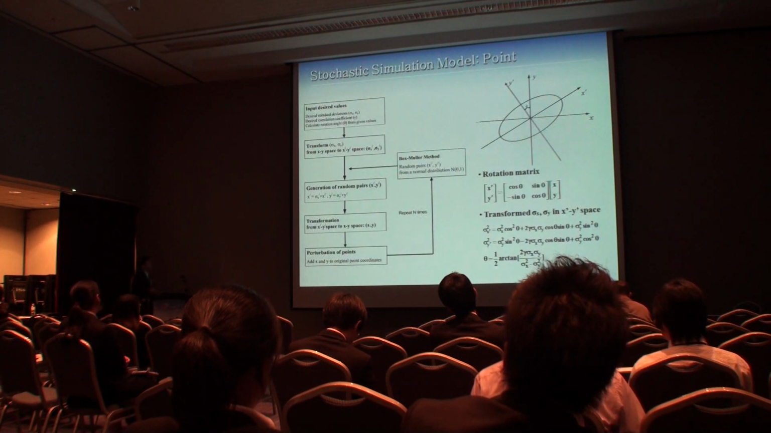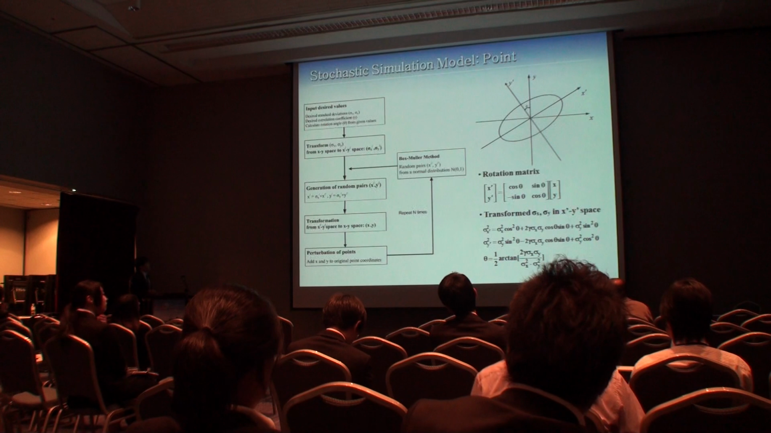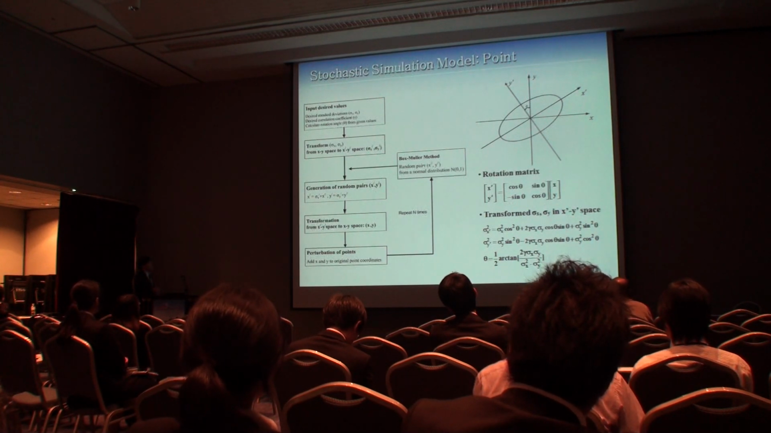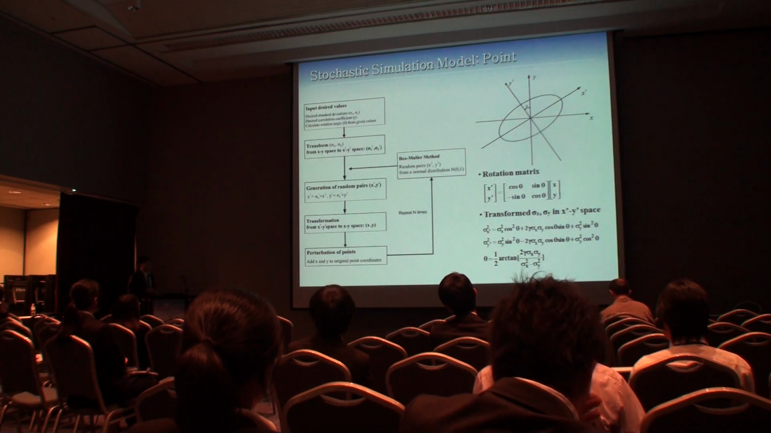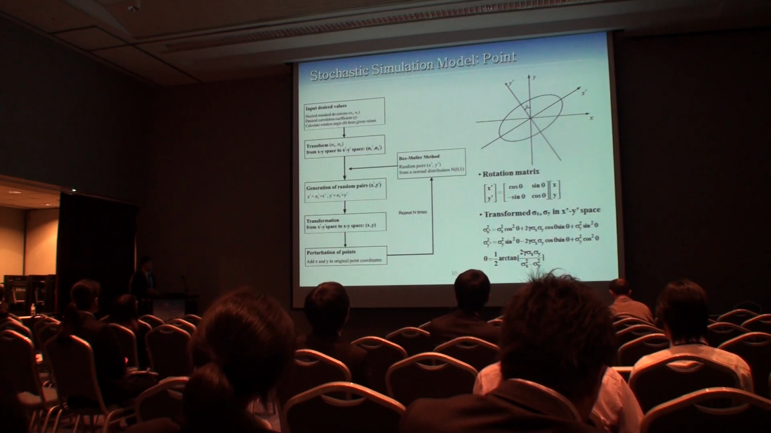This slide shows the stochastic simulation model to be compared with the error ellipse. In this stochastic simulation model, the Box-Muller method and a rotation matrix are used to populate the positional errors in the point data. The Box-Muller method generates pairs of random numbers from the normal distribution with zero mean and unit variance.